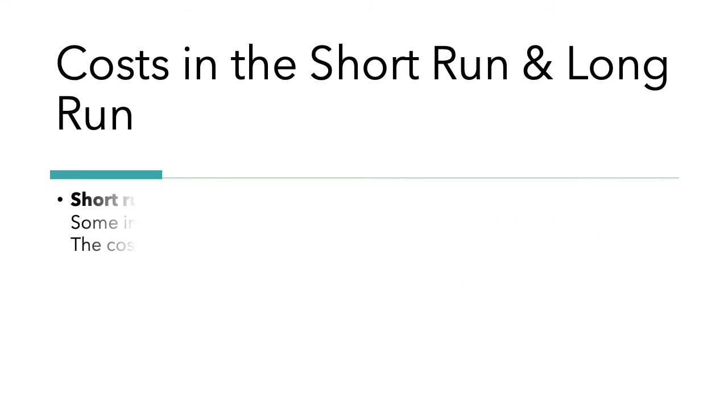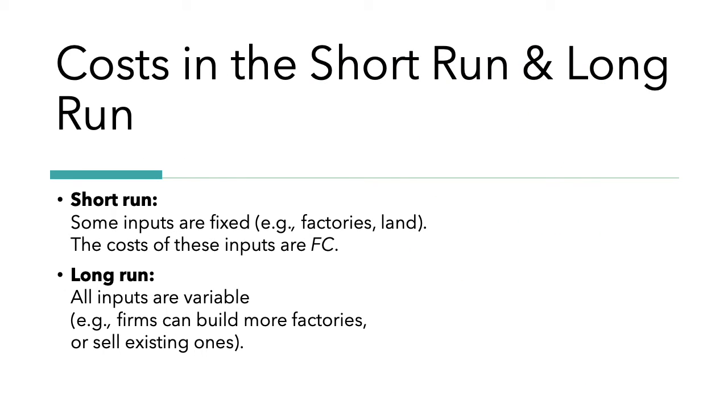Costs in the short run versus long run. As we discussed before, some inputs are fixed, factories, land, etc., and those cannot be varied in the short run. However, in the long run, all inputs are variable. Firms can build more factories or sell existing ones.